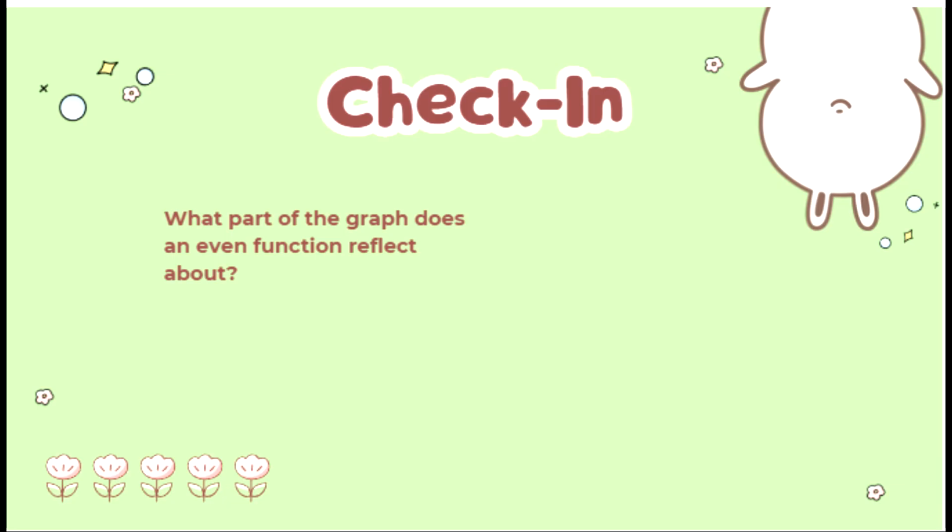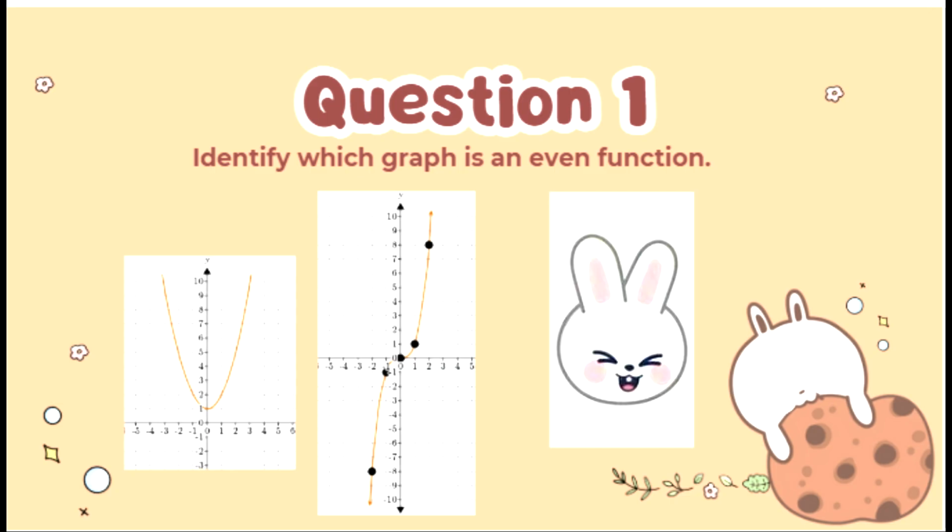What part of the graph does an even function reflect about? It's also another way of thinking: where would the paper fold in half to get that perfect reflection? The answer is the y-axis. We're only reflecting side to side across the y-axis, no other direction. This is important. It should be in your notes. Here's question 1. This one's all you. Identify which graph is an even function.